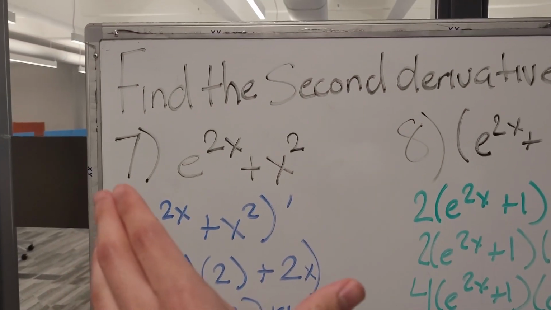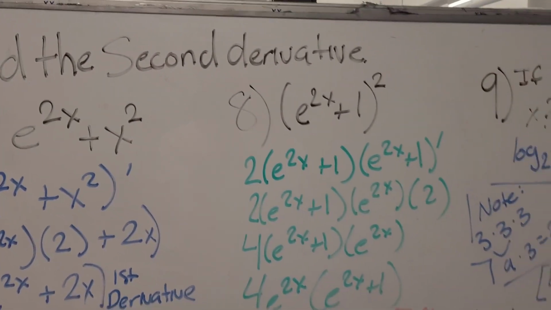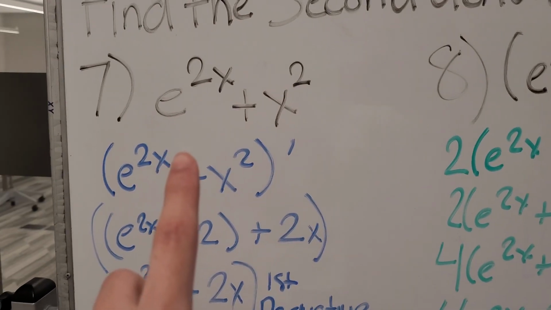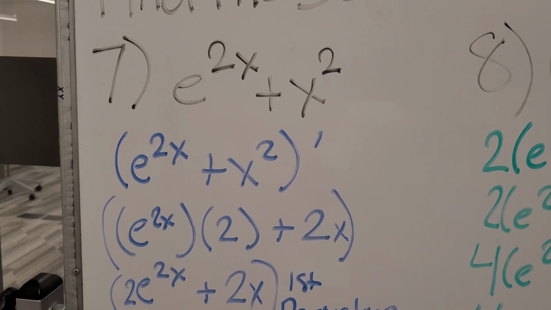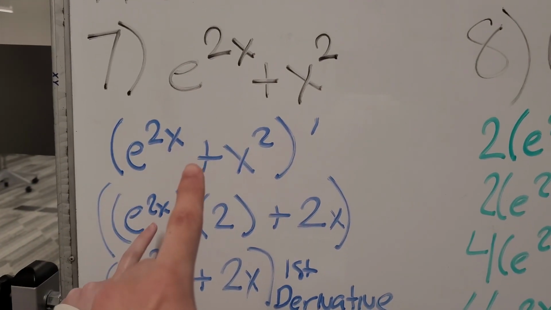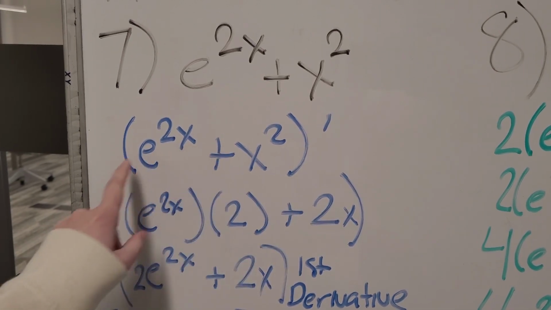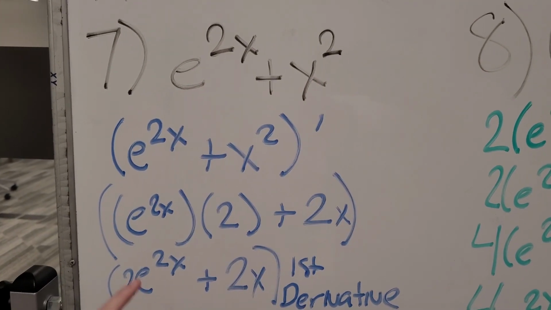So we're going to start off with this problem, and in later videos we're going to do this and some other problems as well. So with this one we have e to the 2x plus x squared. Now we need to take the first derivative, so we're going to start off with this line. First let's write it out, so that way we know we derived the first time.